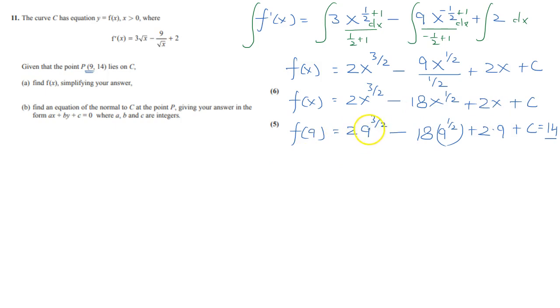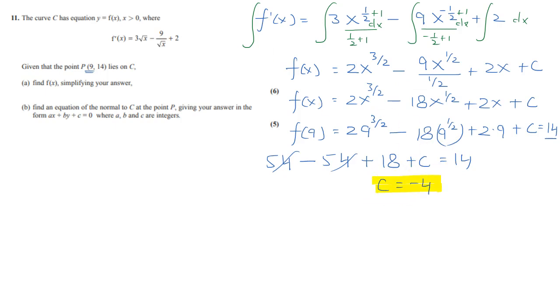So 9 is 3 square. So 3 cube is 27 times 2 is 54. Minus 9 to the power half is 3. 18 times 3 is 54. Plus 9 times 2 is 18. Plus c is equal to 14. So this and this cancel. C is equal to minus 4. So that is the first important thing.